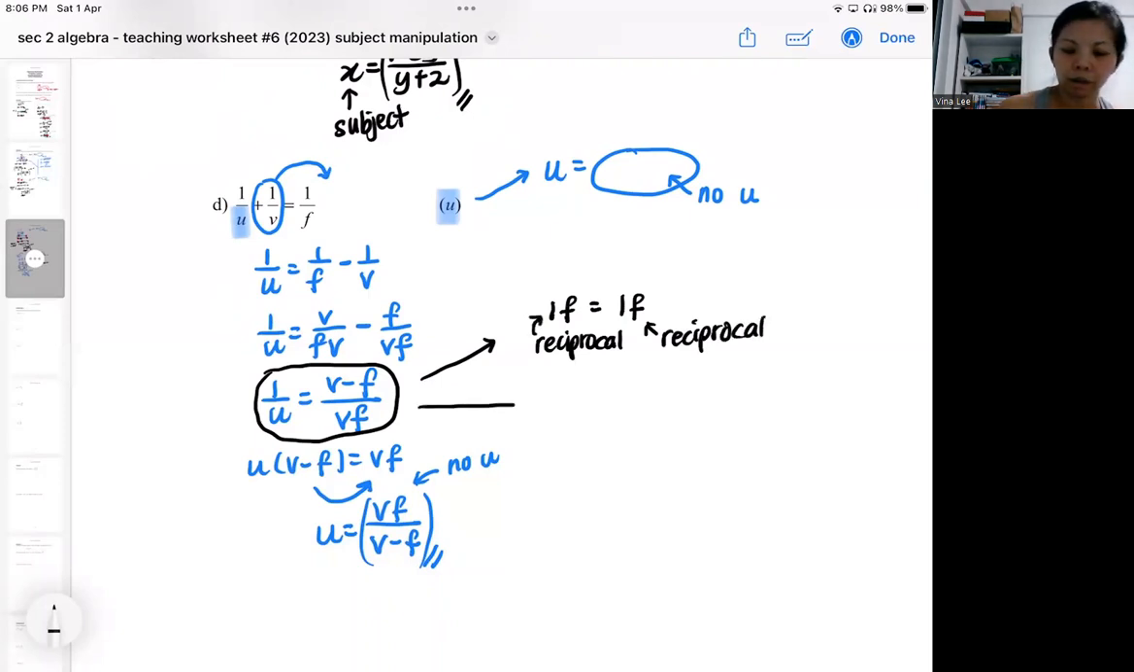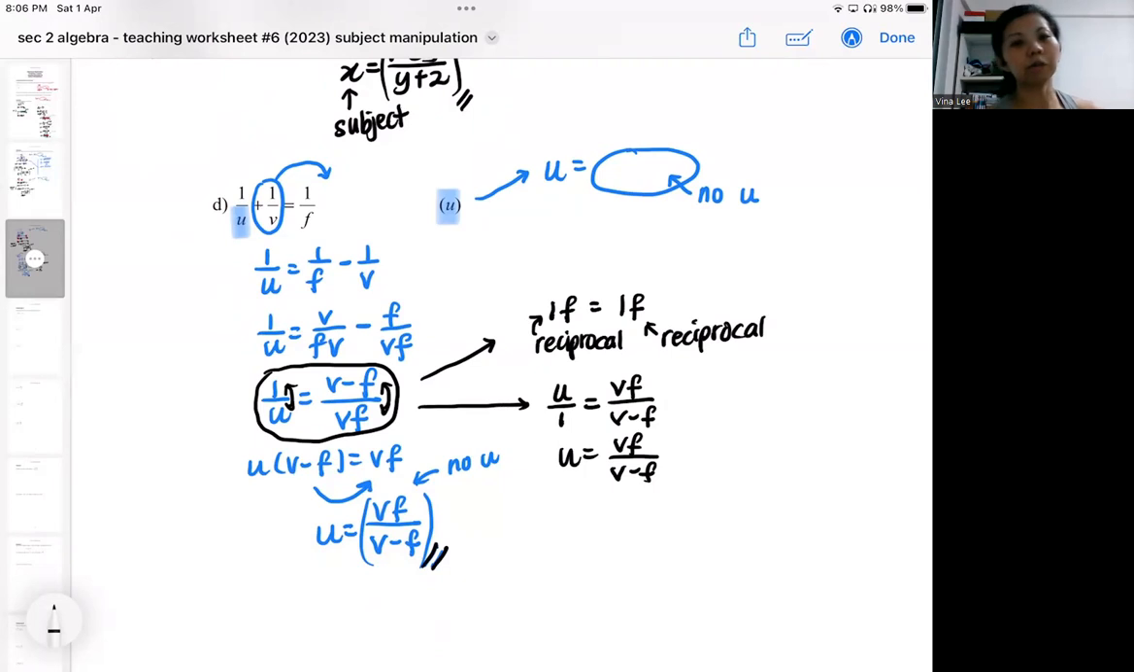So for example, I flip the position. If I flip the position, I got U over 1. I can also flip the position, I got BF over B minus F. So I still end up with the same answer as the cross multiply answer.